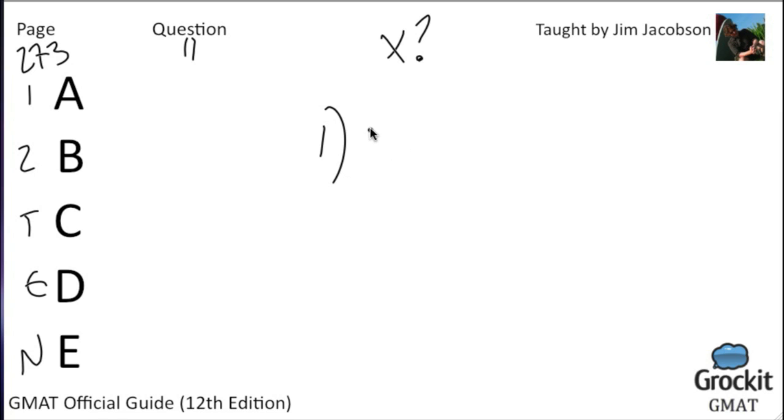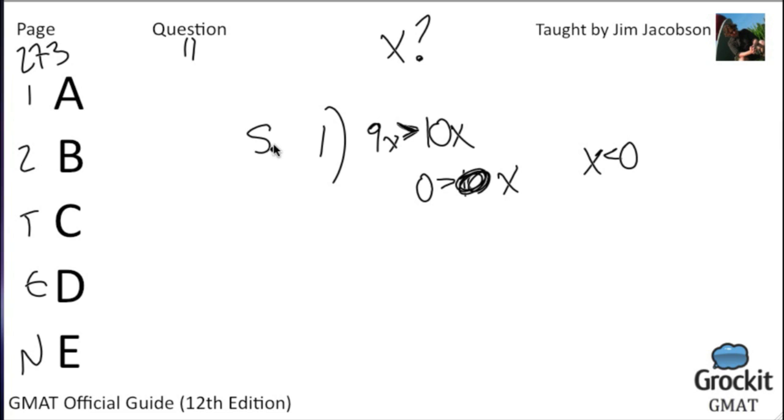Statement 1, 9x is greater than 10x. If you can't just sort of logic your way through that one, we can just subtract a 9x from both sides. And so then we get, 0 is greater than x, which means x is less than 0. So x is definitely a negative number. So it's sufficient, and the answer is yes.